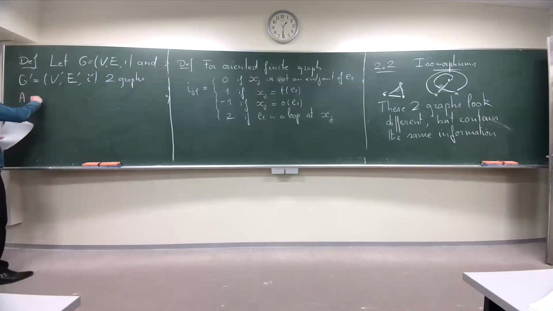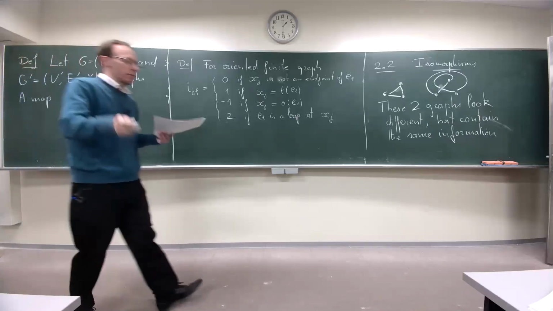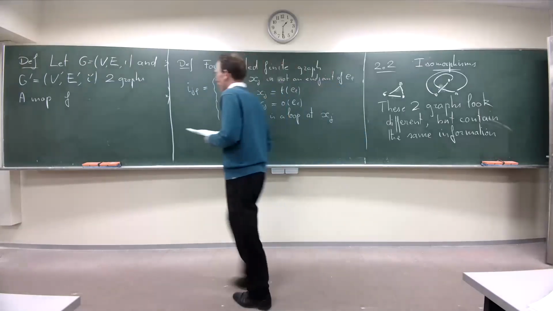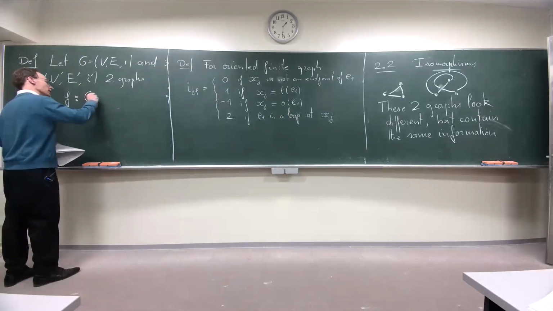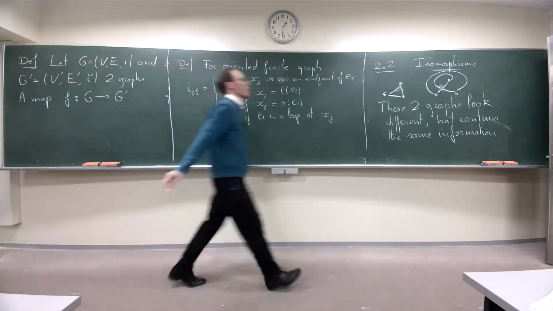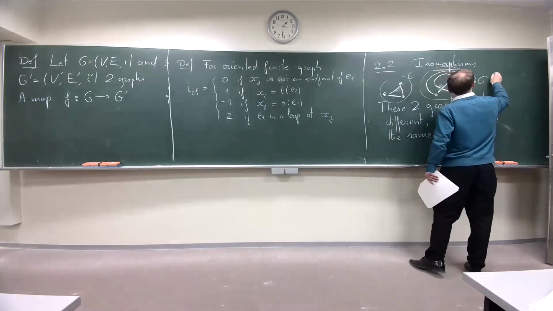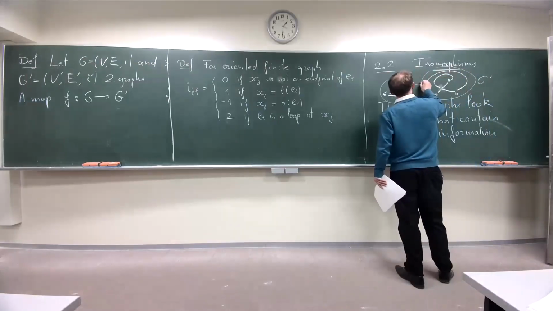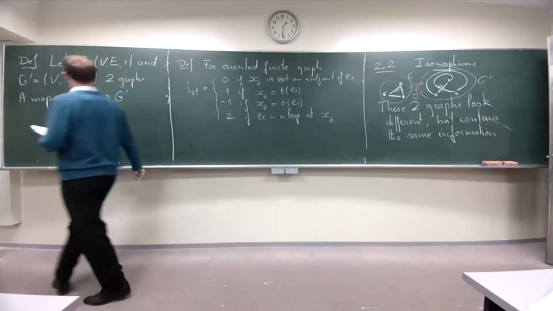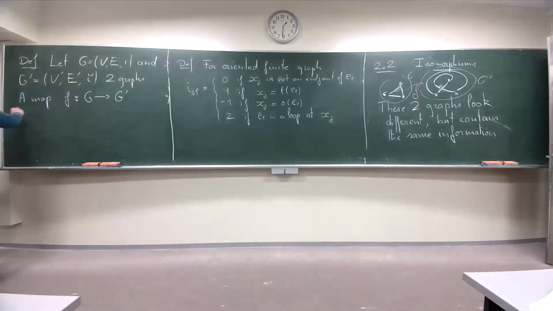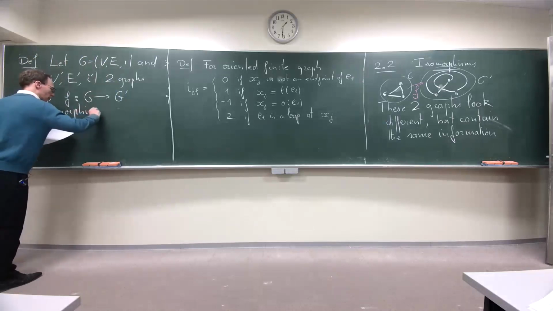A map. For me, a map, be careful, a map is just a function. It's the same. These two words are the same. A function or a map is shorter. It contains only 3 letters, but it's the same. A map F from G to G prime. Keep this in mind. This is a graph, this is G, this is G prime. And I want to define a function from one graph to another graph. This is what I want to define. F from G to G prime is an isomorphism of graphs.